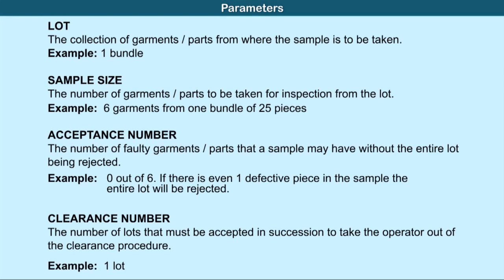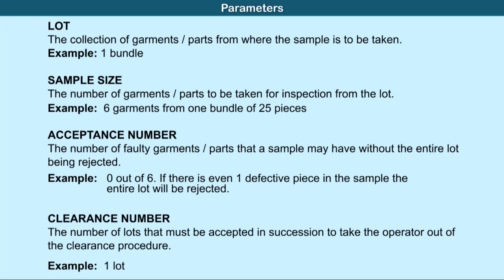Parameters. There are four parameters that need to be decided before starting in-process sampling. First is called lot. A lot is a collection of garments from which the sample has to be taken. That is one bundle, etc. Sample size.